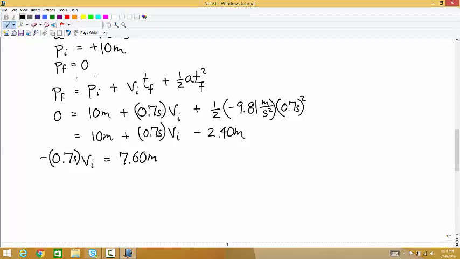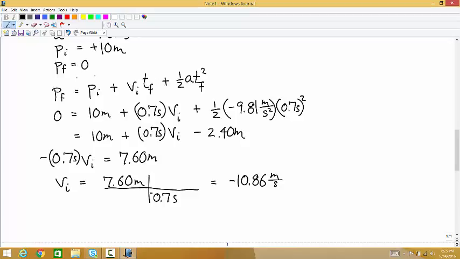And now divide both sides by 0.7 seconds. VI is equal to 7.60 meters divided by negative 0.7 seconds. And you get negative 10.86 meters per second. Yep. So in general, I know you don't care about significant figures. If I have like 10.853, you would obviously do it like, okay, or 10.9, either of those is fine with me.